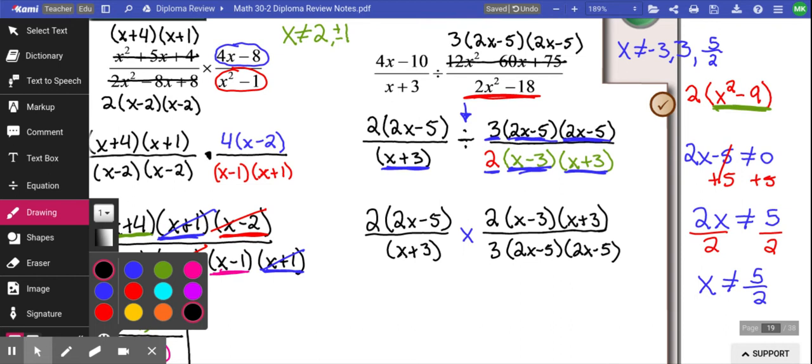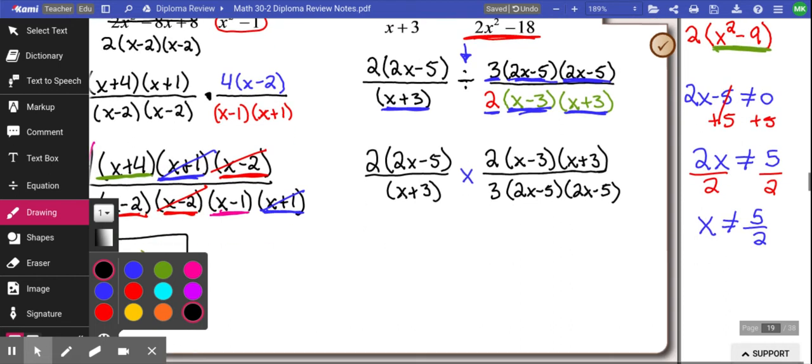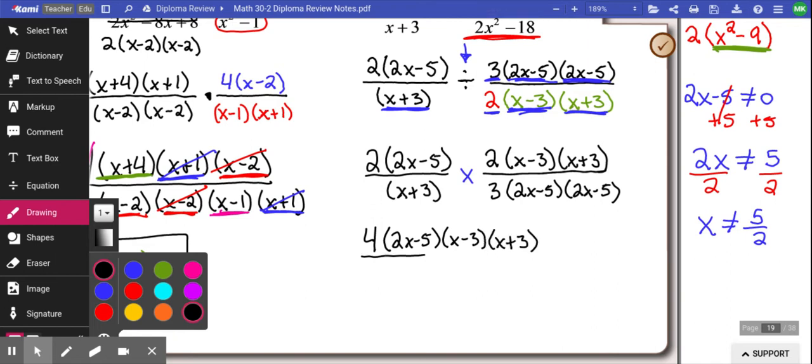Your next step, once you've kissed and flipped, is to write as a single fraction so that you can then reduce it. To write as a single fraction, monomials go with monomials. So the 2's on the top would become 2 times 2 is 4. Then all the binomials get written out: 2x minus 5, x minus 3, x plus 3. In the denominator, monomials go first. There is nothing to multiply by that 3. Then we have x plus 3, 2x minus 5, 2x minus 5.